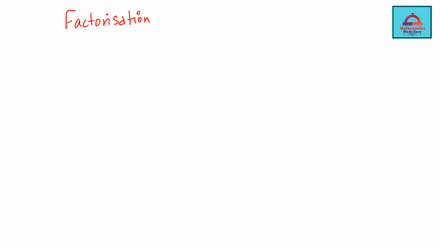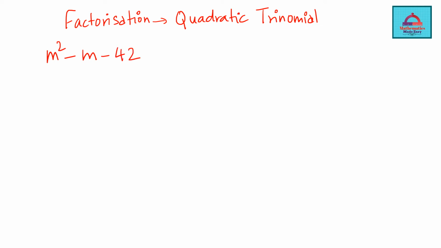So let's do factorization of the quadratic trinomial which is given to you. The method that we are going to use is middle term splitting. The quadratic trinomial that I'm taking here is m square minus m minus 42. If you see carefully, the leading coefficient is 1. That is the coefficient of the degree 2 term, and its coefficient here is 1. So this is the method called factorization when the leading coefficient is 1.